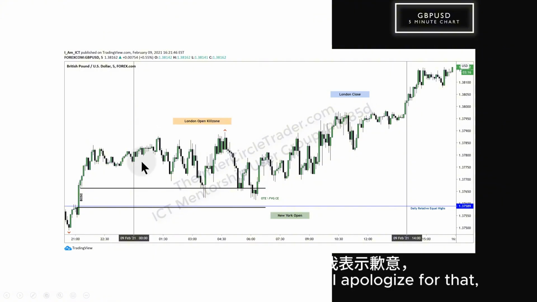Now, I don't have it on the chart, and I apologize for that, but this is the opening price here on this candle. That should be extended out in time. So anything below that is an ideal area to be a buyer.